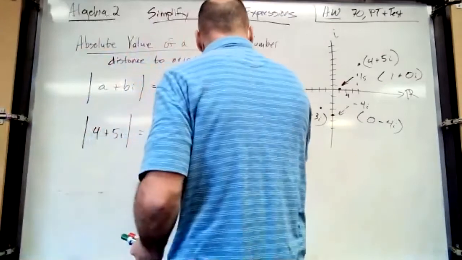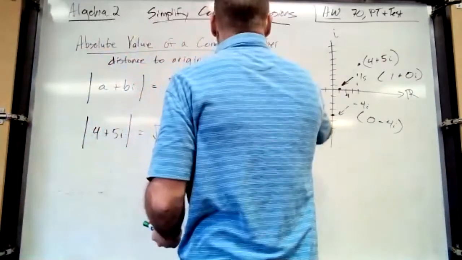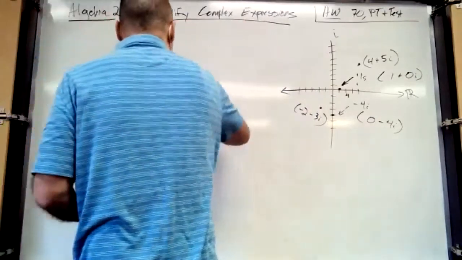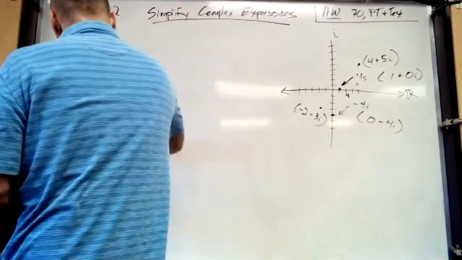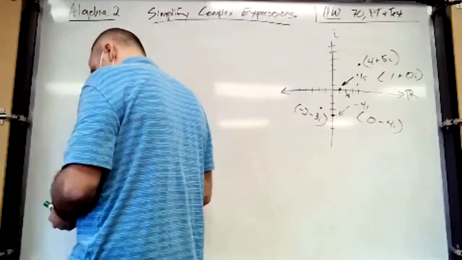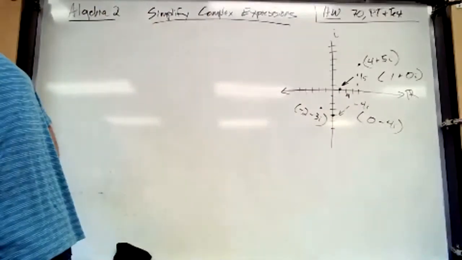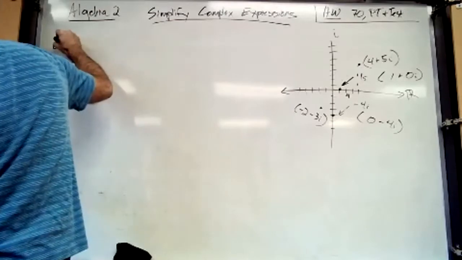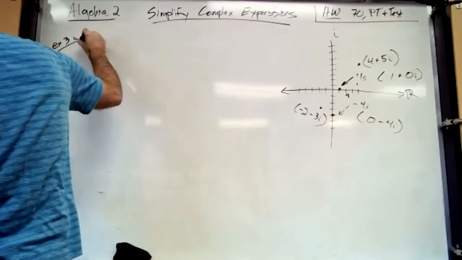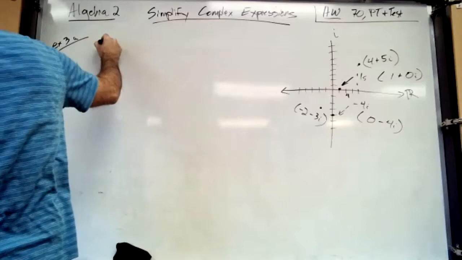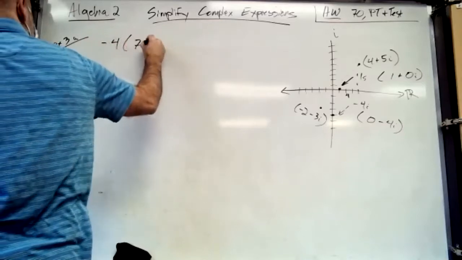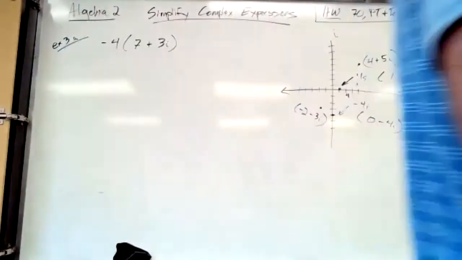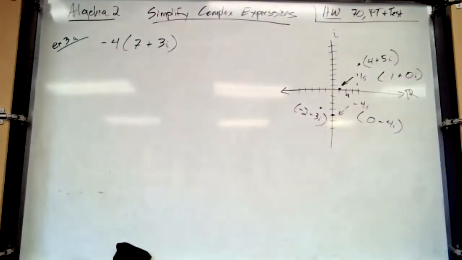let's multiply complex numbers. It's very similar to multiplying binomials, foiling it out sometimes, right? So that's easy. Let's start with this example. Let's go example 3a. Let's do negative 4 times 7 plus 3i. We'll just treat the i like a variable. So what's our solution?